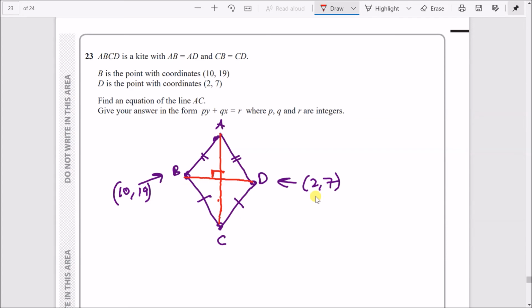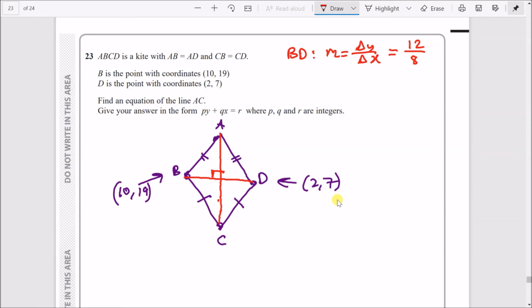So let's do BD first, yeah? We can say for BD, we can work out the gradient of that line. Well, the gradient of that line is always the change in y coordinates over the change in x coordinates. And we need the points of B and D to do that. So looking at the points of B and D, the change in y coordinates would be 19 take away 7, which is 12, and 10 take away 2, which is 8. And you could simplify that if you want, but we could do that in the next step.